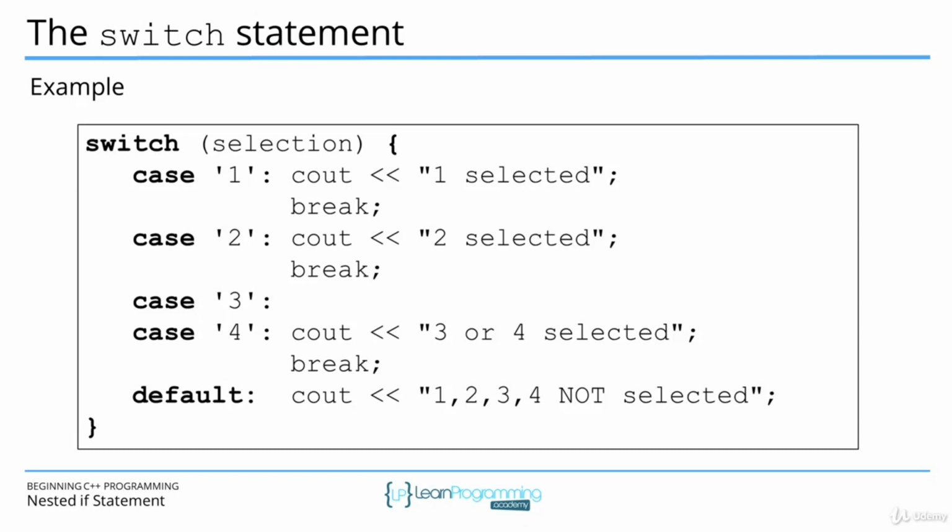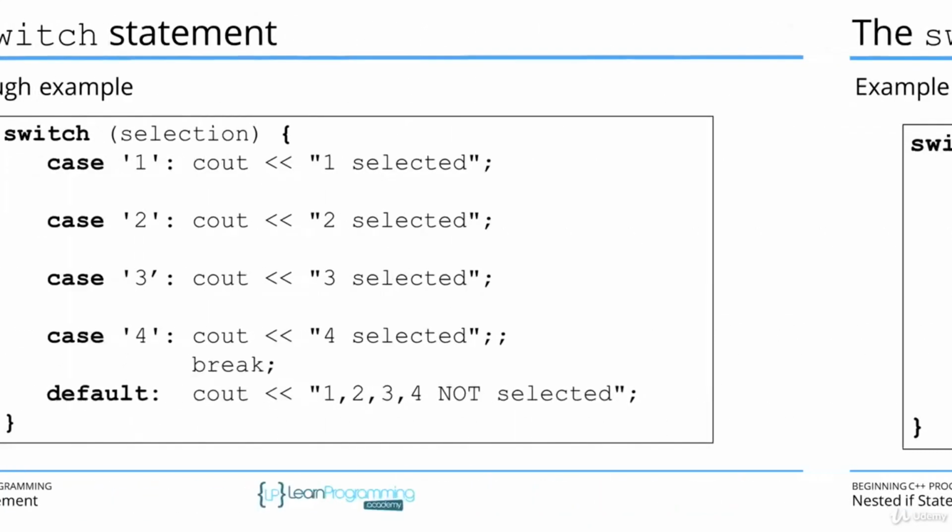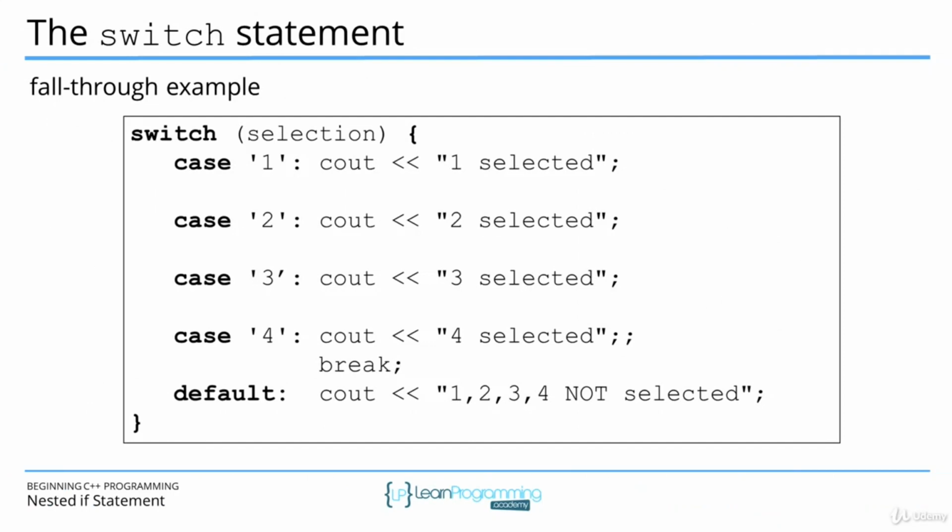Let's look at an example where we don't have some break statements. This is an example of the fall-through behavior of the switch statement. Notice that there are no break statements in cases 1, 2, and 3. Case 4 is the only case that has a break statement. Suppose the user enters the character 1, and it was assigned to selection. We check the first case statement and it matches, so we execute the code following the colon. In this case, we display 1 selected.